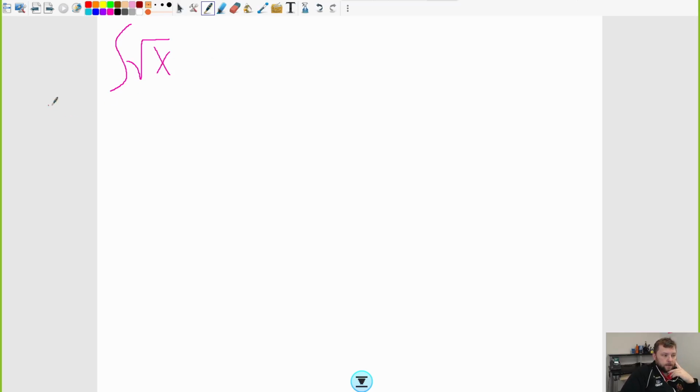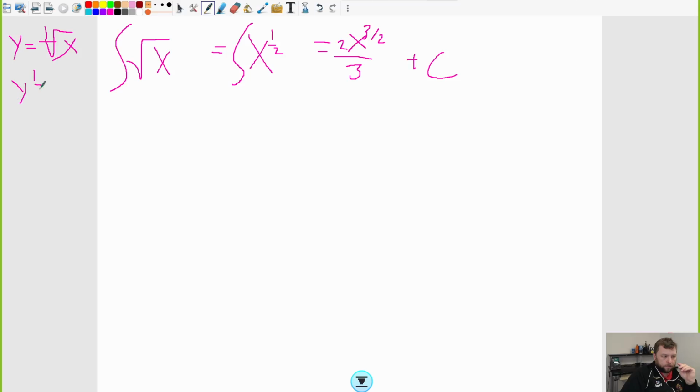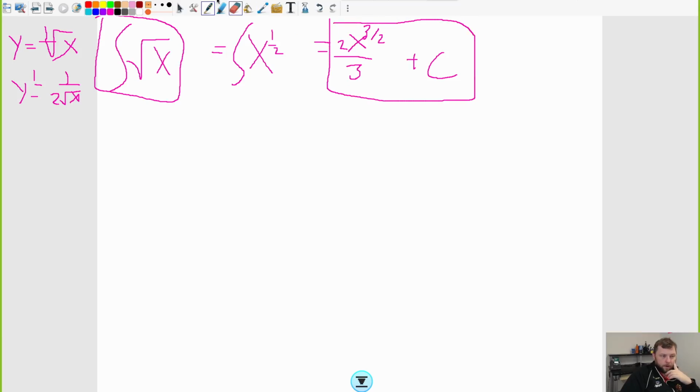Okay, that's like the same thing as the integral of x to the 1/2 power, which is going to be x to the 3/2 times 2/3 plus c. You know how the derivative of square root of x, if I said y equals square root of x, and then y prime is 1 over 2 square root of x, and that's worth just memorizing. I mean, being very comfortable with. I don't know if memorizing, but don't get tripped up.